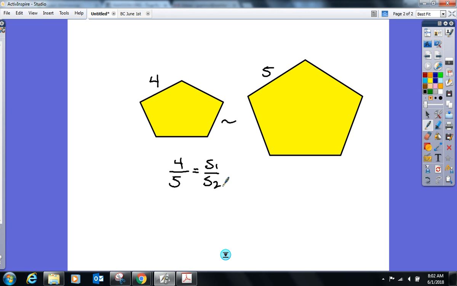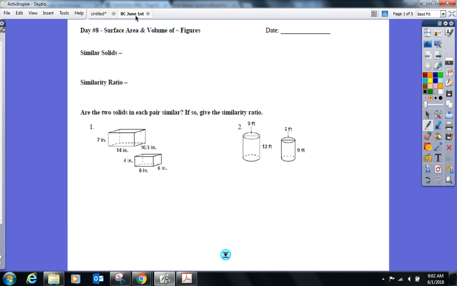Very similar, no pun intended, to what we're doing today, but we're going to talk about volume and surface area instead and how that relates to the similarity ratio. First thing, how do I know two solids are similar? One condition is they've got to be the same polyhedron, meaning a cylinder and a cone can't be similar. A prism and a sphere can't be similar. They've got to be the same polyhedron.